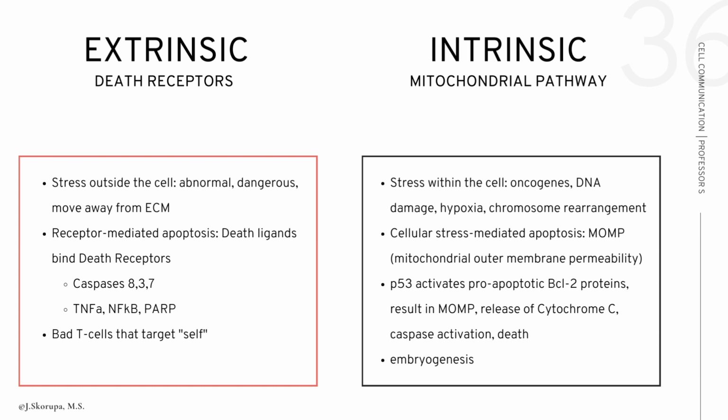Extrinsic is receptor-mediated apoptosis. So we have death ligands binding death receptors. As a part of the cascade, caspases 8, 3, and 7 are activated. Other components are TNF alpha, NF kappa B, and PARP. An example of when extrinsic apoptosis is utilized is to destroy bad T cells that target self cells.